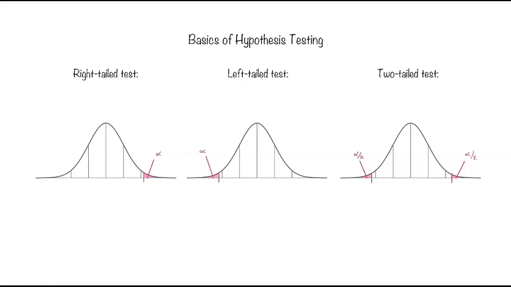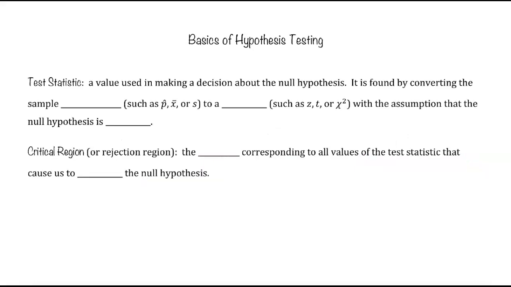Let's learn some more vocabulary and add it to our pictures. The test statistic is a value used in making a decision about the null hypothesis. It is found by converting the sample statistic, such as p-hat, x-bar, or s, the sample proportion, mean, or standard deviation, to a score, such as z, t, or chi-squared, with the assumption that the null hypothesis is true. The critical region, also called the rejection region, is the area corresponding to all values of the test statistic that cause us to reject the null hypothesis. Let's add these to our picture.